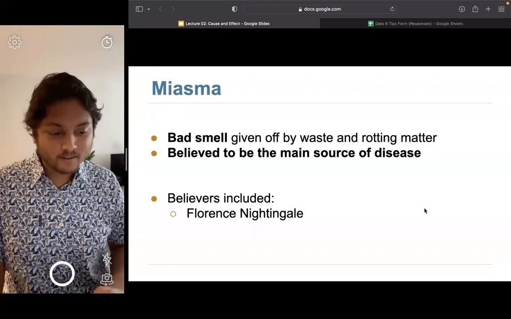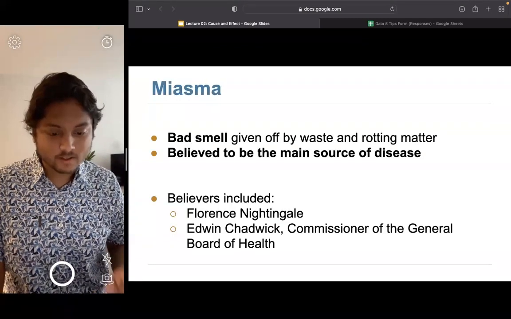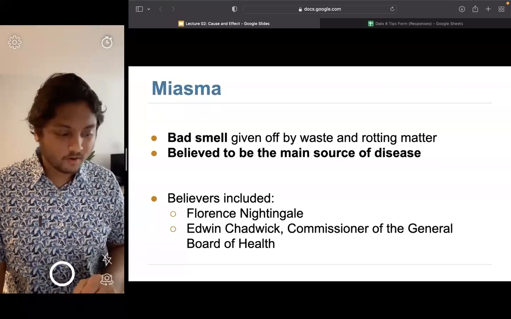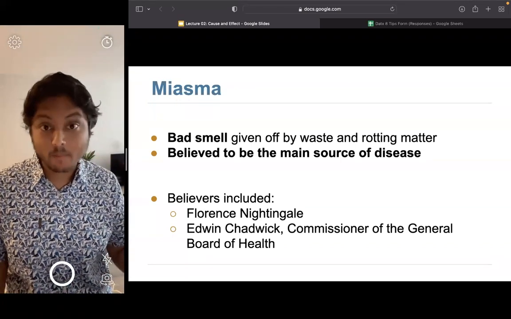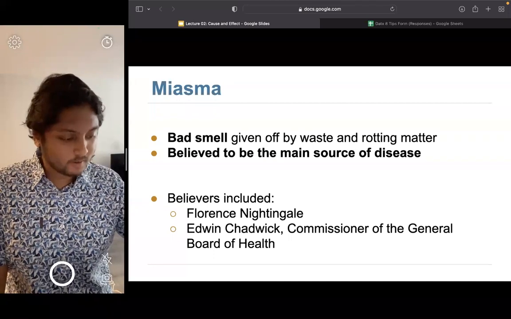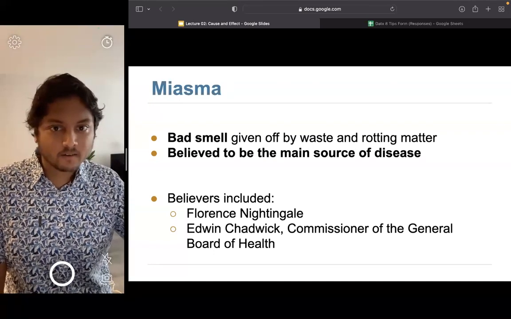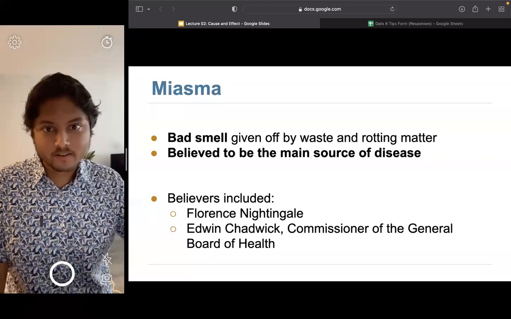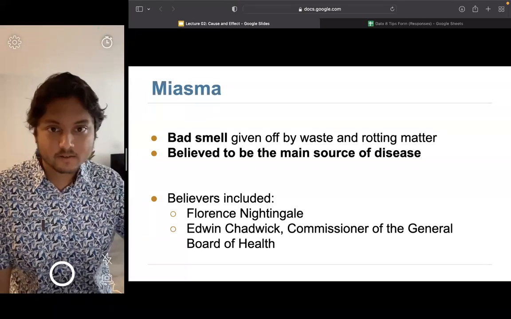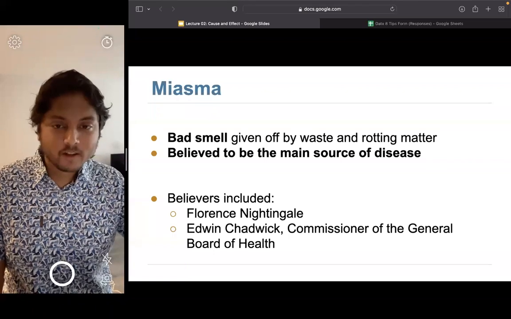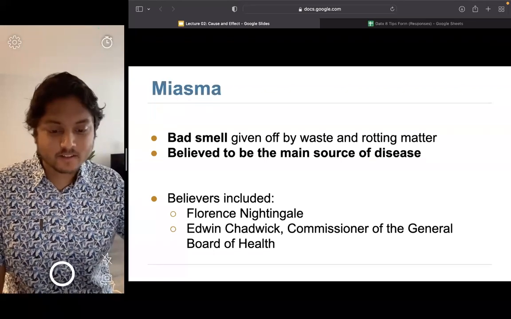Another prominent believer was Edwin Chadwick. Edwin also believed in this hypothesis and basically went out and tried to advocate for cleaning the sewage system, which again was probably a good thing, not necessarily related to the disease, but still helpful. So kind of interesting to see that.